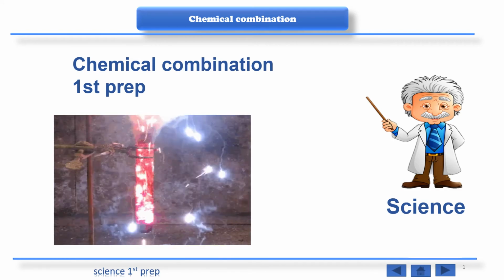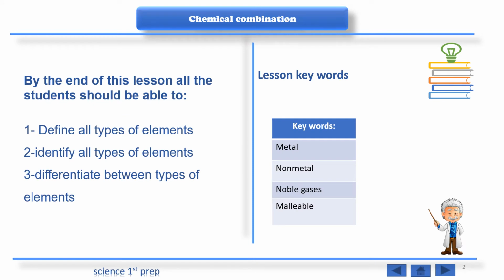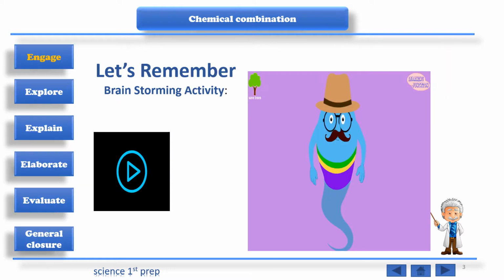And now let's start. By the end of this lesson, all students shall be able to define all types of elements, identify all types of elements, and differentiate between types of elements. And we have some keywords like metal, non-metal, noble gas, malleable. Now let's watch this video and come back again to our lesson.